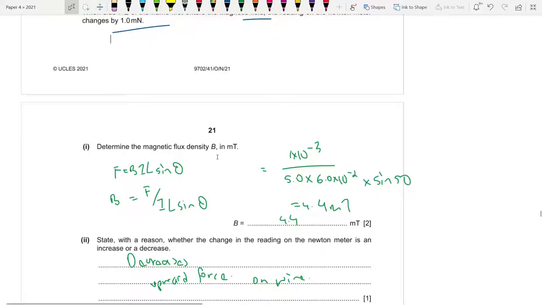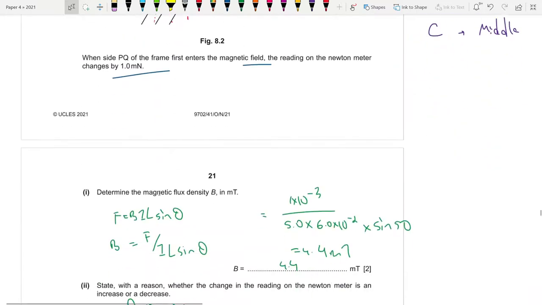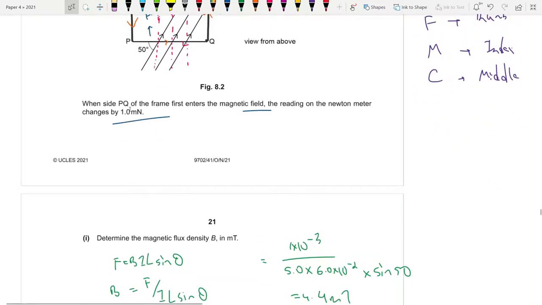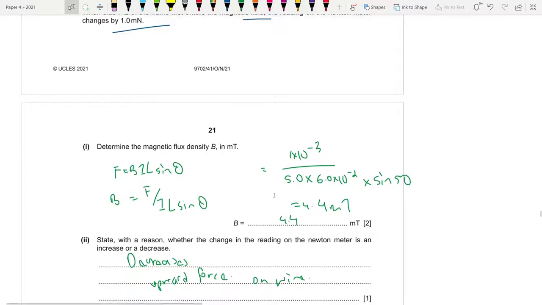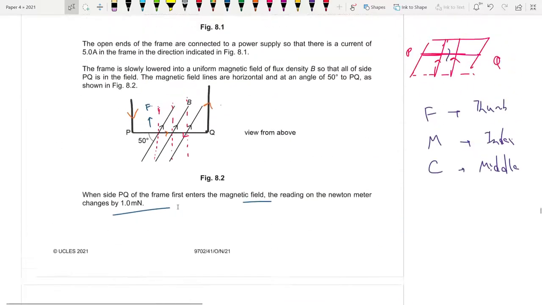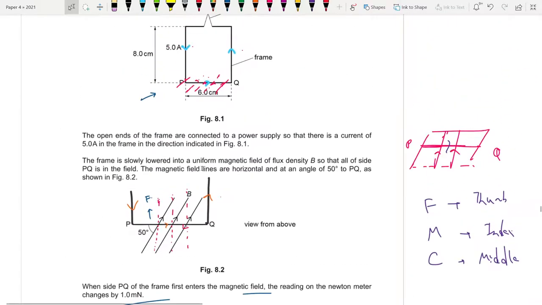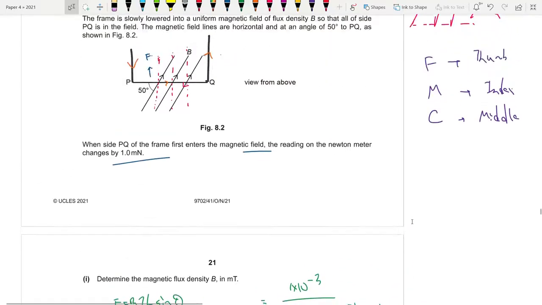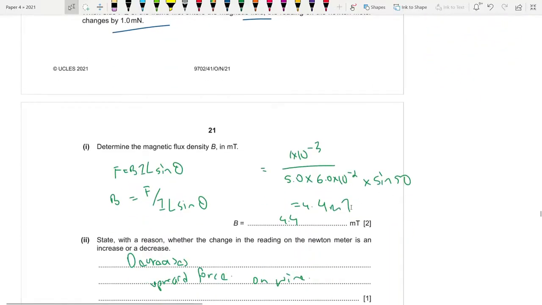Determine the magnetic flux density in millitesla. F is equal to BIL sin theta. B is equal to F divided by IL sin theta. The force is the change, 1 into 10 power minus 3 newtons, and I is 5 amperes, L is 6 centimeters, right? 6 into 10 power minus 2, and it's sine 50. We get a value of 4.4 millitesla.